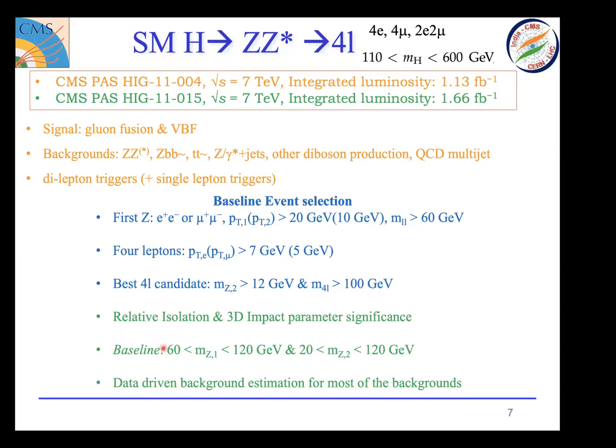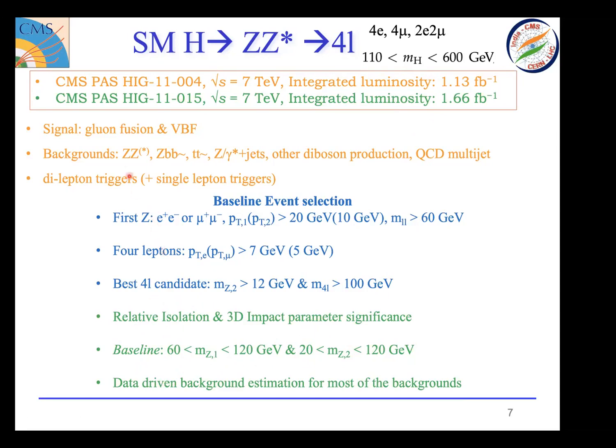The baseline version of the analysis had, of course, one on-shell Z boson, and another one which is off-shell, for which the mass range was taken from 20 to 120 GeV. And in this early version of the analysis, with both 1.13 femto-inverse and 1.66 femto-inverse, all the major backgrounds were done using the data-driven background estimation.